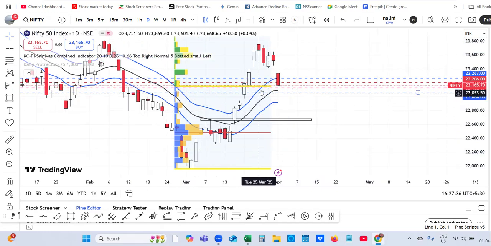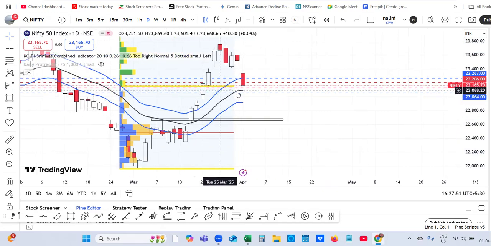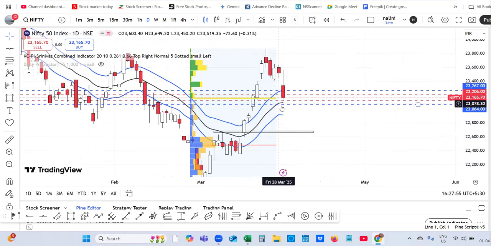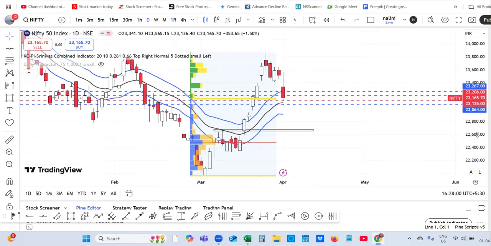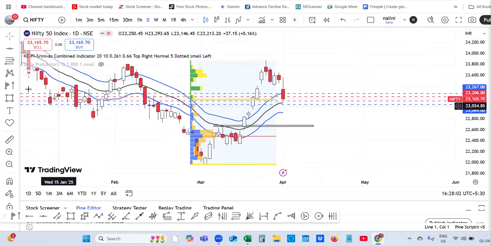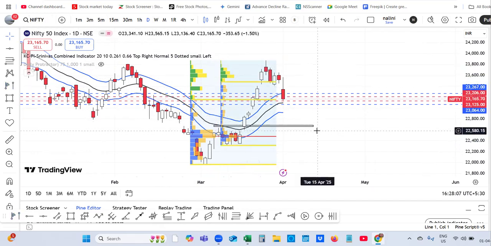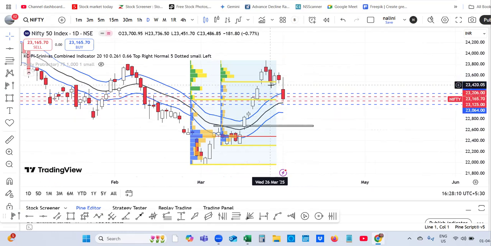So let us hope that the market will not enter into it. There is a low volume node here around this area. If it takes support around 23,083 to 64, the market can turn around. And it is a correction in the up move. That is very much needed. So I will apply my fixed range volume profile here and I'll see. So this is the value area.